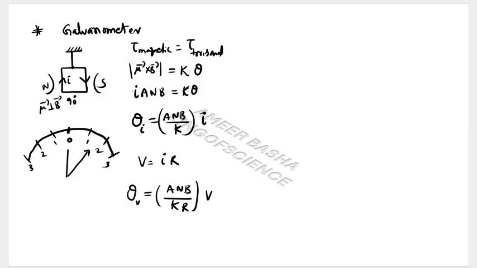So I want to define one of the important things here, sensitivity. Sensitivity we define as the deflection per unit current. Deflection per unit current is the current sensitivity. If it is the voltage sensitivity, it is deflection per unit voltage. So the sensitivity of an instrument is how much the deflection is per unit current.